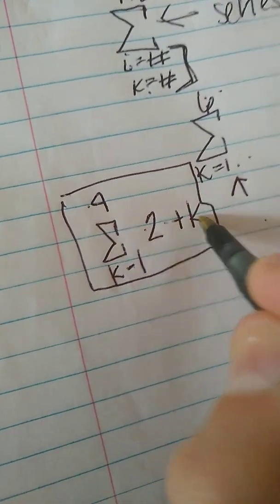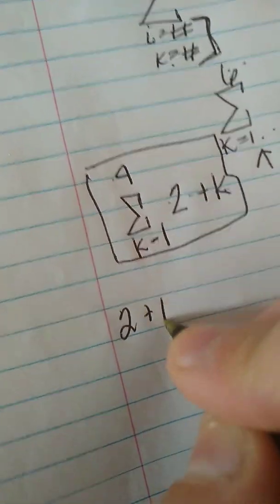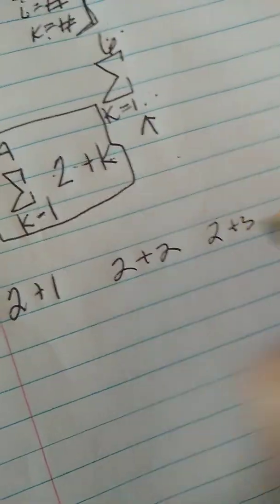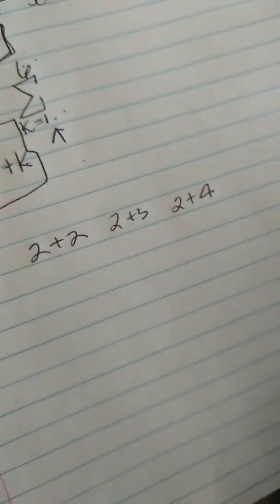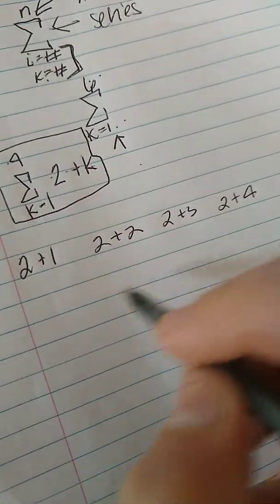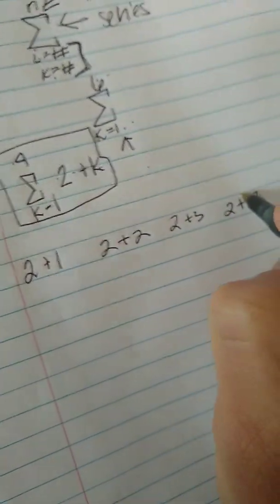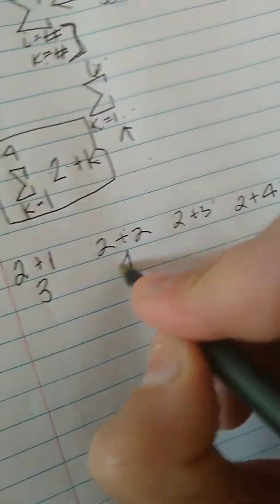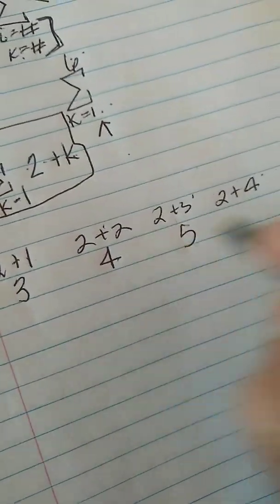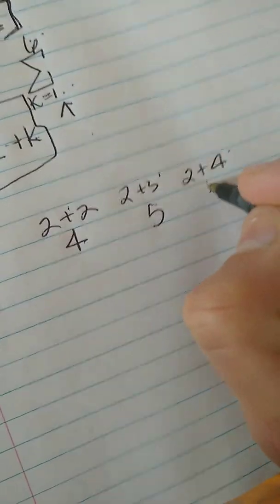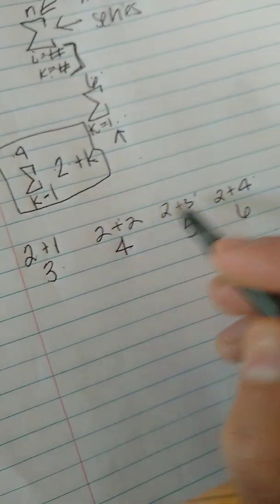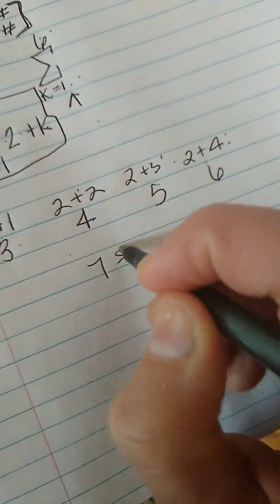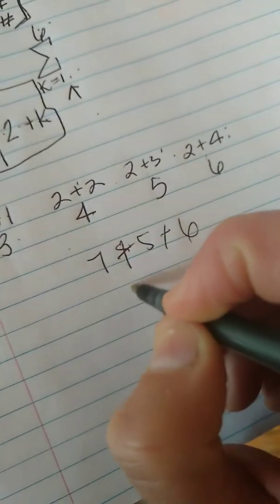So my first one is going to be 2 plus 1, 2 plus 2, 2 plus 3, and 2 plus 4. I'm going to get each of those answers, and because we have that sigma, we're going to add them all up. So these are all my terms. The first term is 3, the second term is 4, the third term is 5, and the fourth term is 6. So that's my terms, 3, 4, 5, 6. If I add them up, I get 7 plus 5 plus 6, 12 plus 6 equals 18.